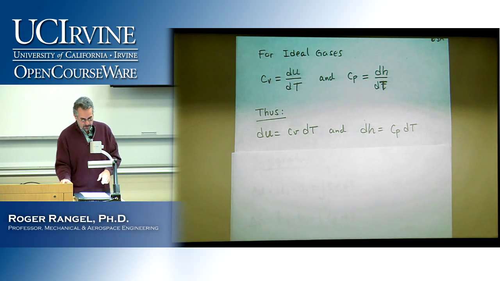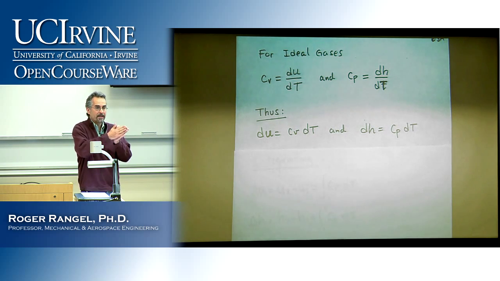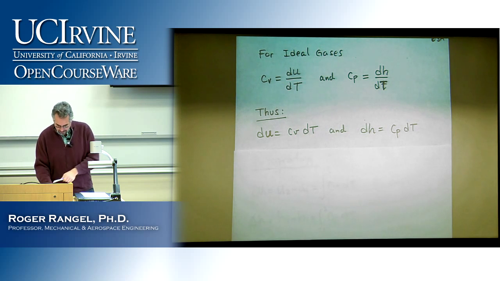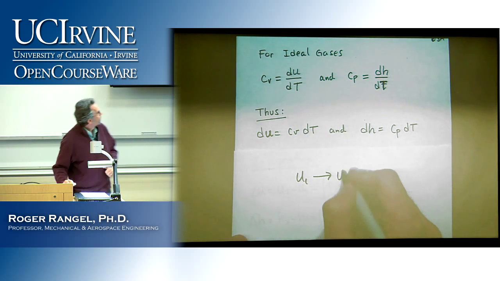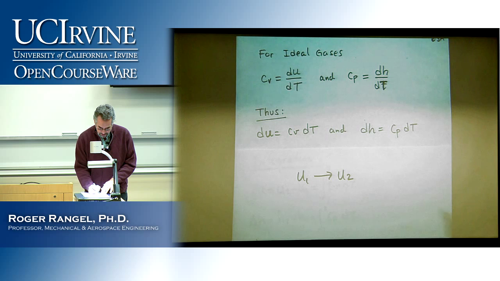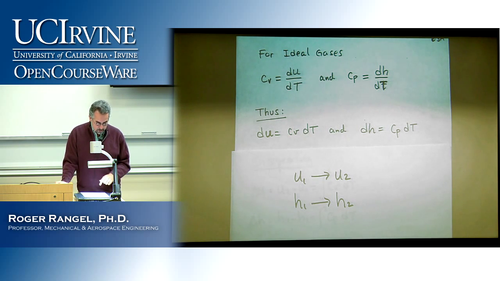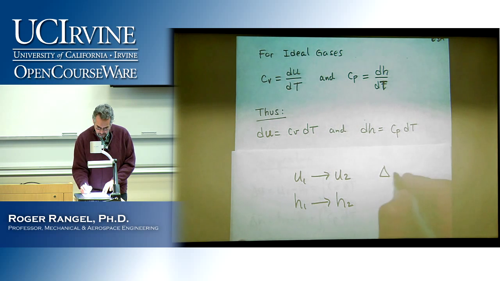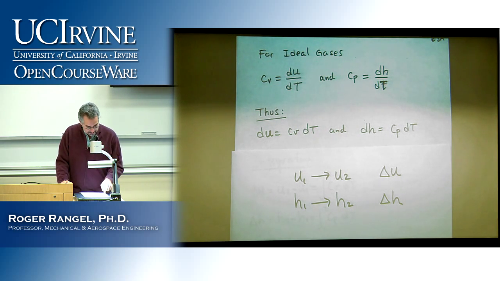But so far, we have written these expressions as dU or dH. If we actually have a process that goes from some U1 to some U2, or some H1 to some H2, so a real process, then what I need is not dU or dH, but delta U or delta H. And what's the difference between, say, dU and delta U?